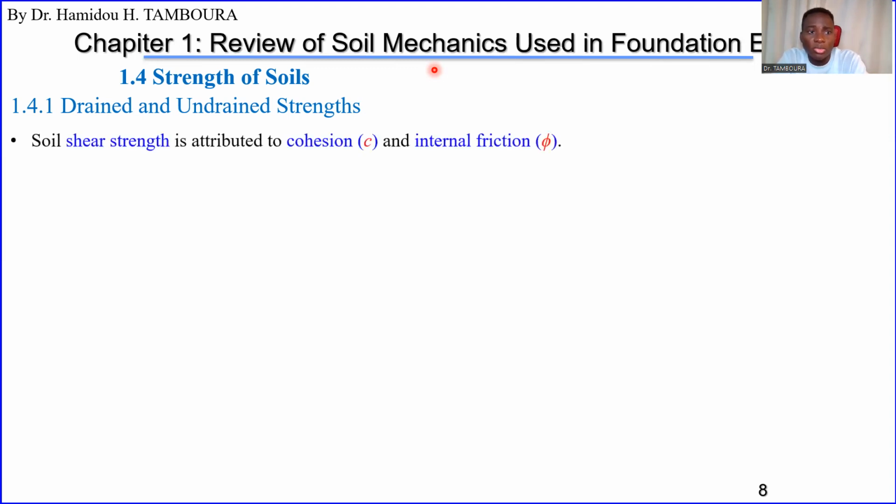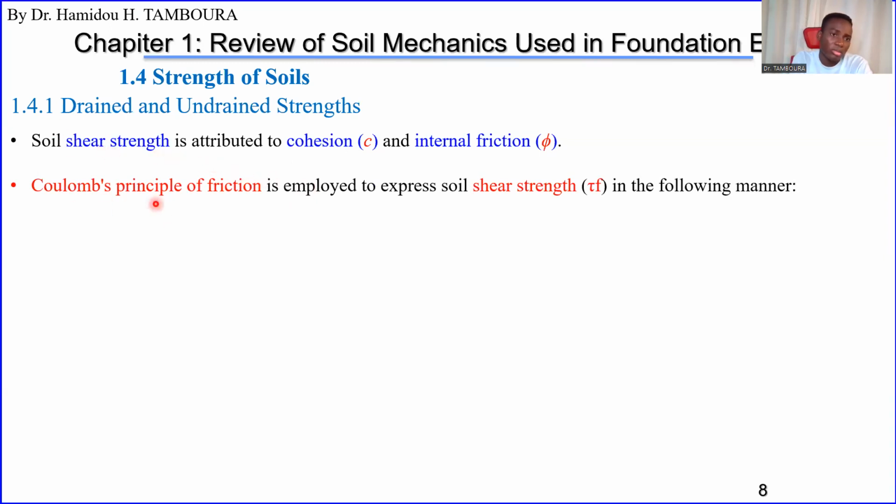Okay, yeah. So shearing strength of soil is attributed to cohesion and internal friction angle, C and phi. These two soil parameters are the main parameters that determine the strength of soil, shear strength of the soil. We have what we call Coulomb's principle of friction, that is used to determine the shear strength of the soil from this formula. This tau f may be c plus sigma n tangent phi. Phi, tangent phi. Okay. This is the formula of the shear strength of soil.